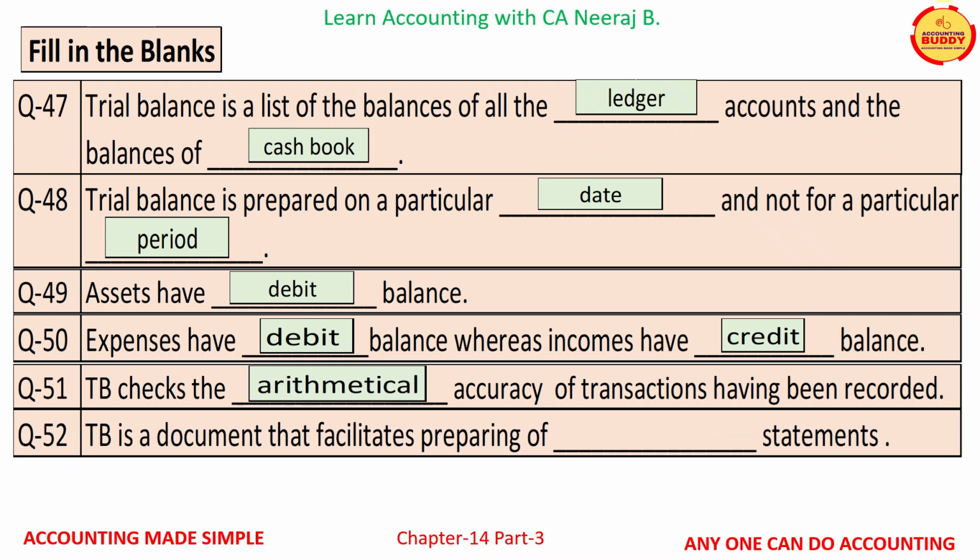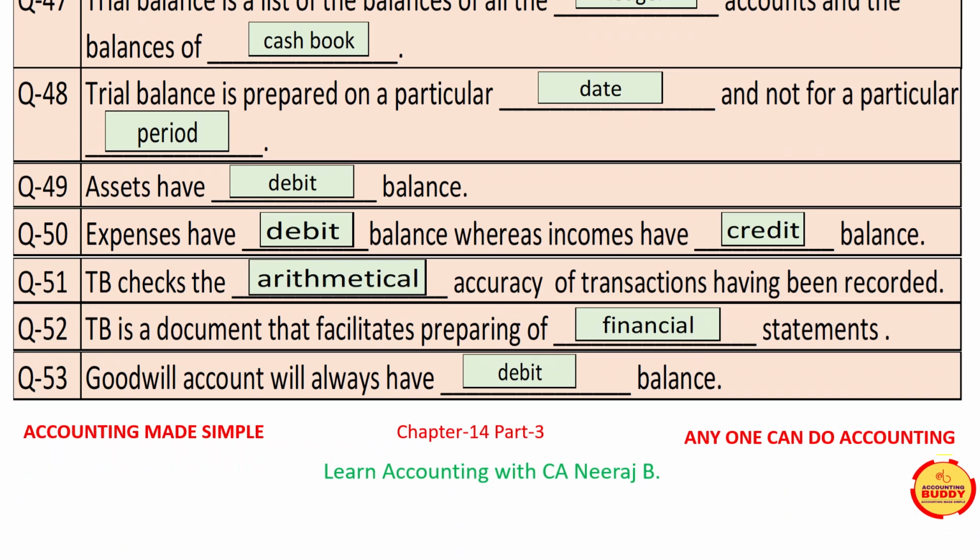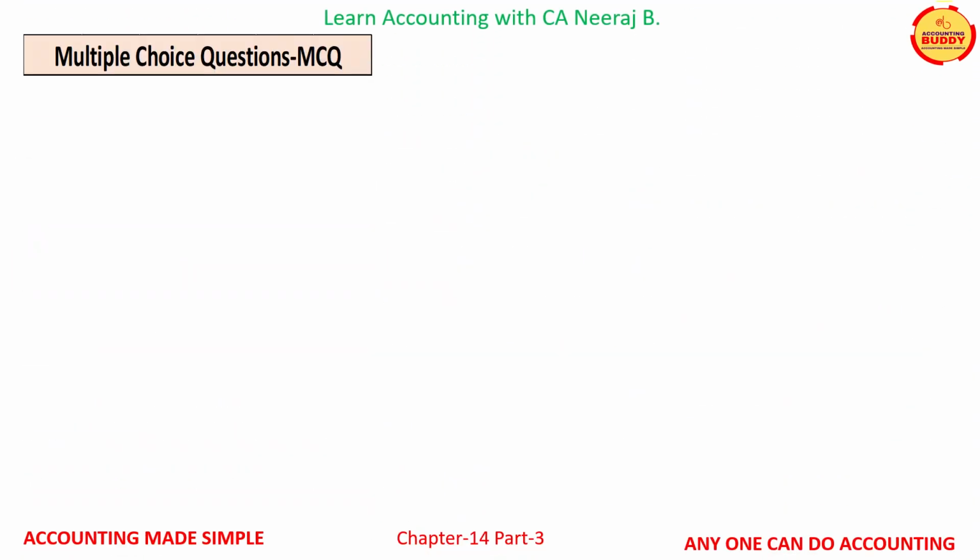Question number 52. Trial balance is a document that facilitates preparing of dash statements, and the correct word is financial statements. Question number 53. Goodwill account will always have dash balance, and the correct word is it will always have a debit balance. In this section we will address few multiple choice questions.